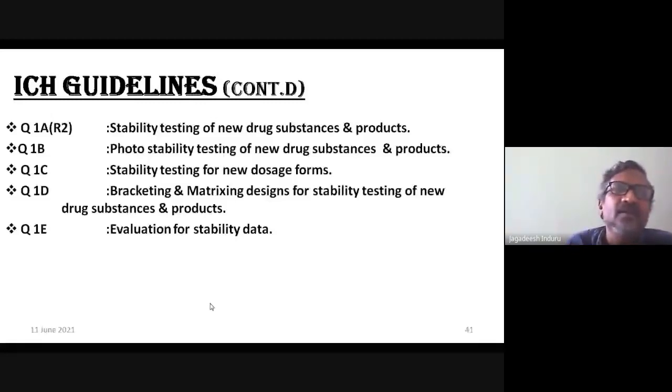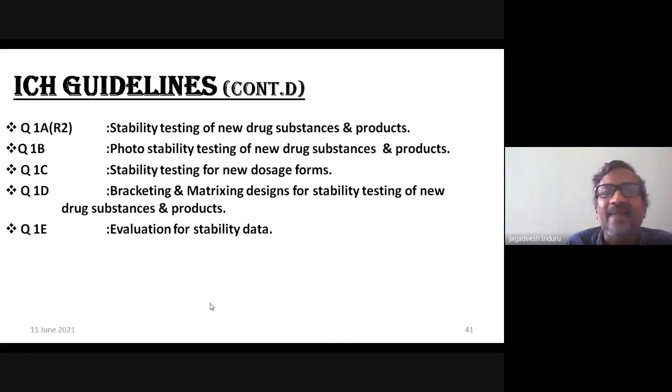1A. This is a GPAT question. In the ICH guideline, 1A is the stability testing of new drug substances and products, whereas 1B is photostability, that is photolysis, which we have studied, the testing of new drugs and substances. 1C is stability testing of new dosage forms. Previously, what you have mentioned in the above cases is drugs. Here it is new dosage forms.